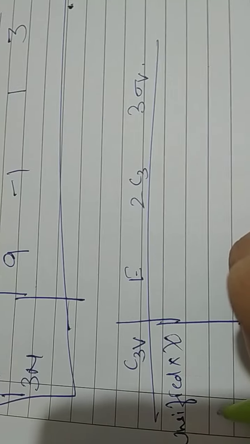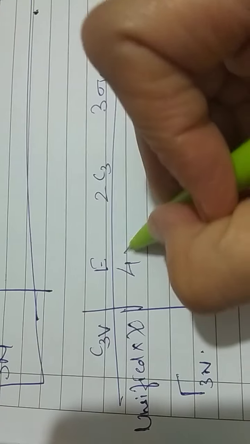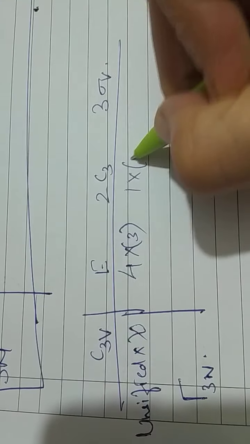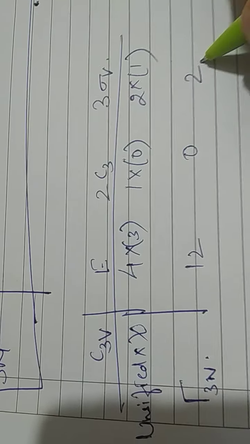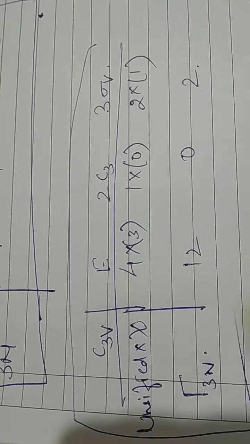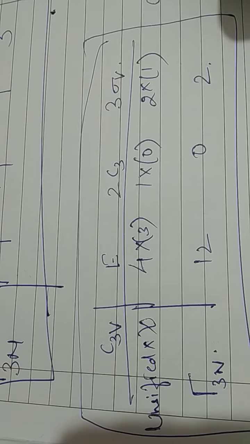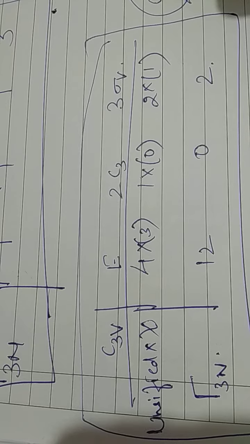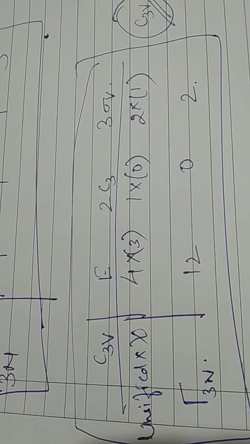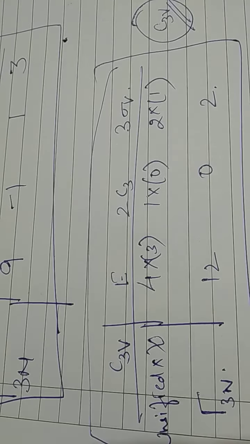The unshifted atom into the character for C3V, I am writing 4 into 3, 1 into 0, 2 into 1, this is 12, 0 and 2. Just check whether you are getting it or not. You can use any molecule having C3V point group in this. Okay? Just check and then let me know. That's all for this. We are going to discuss it further in the next video.